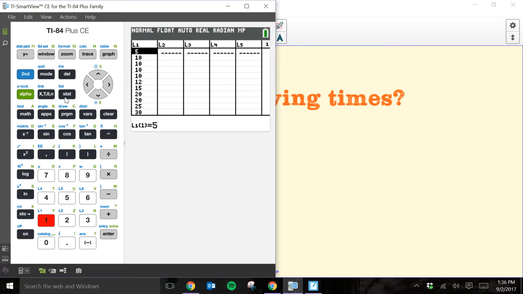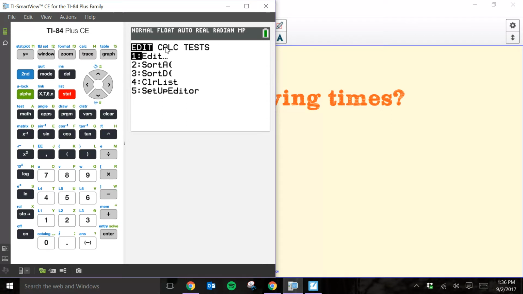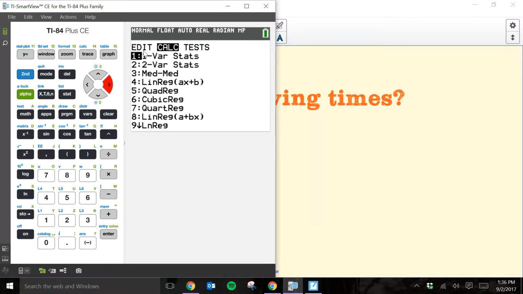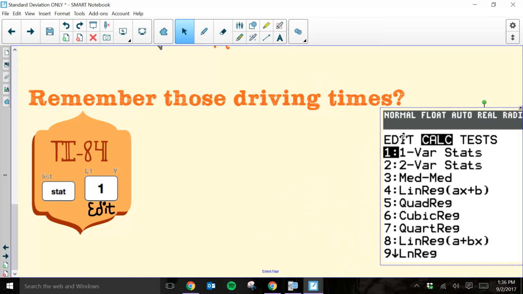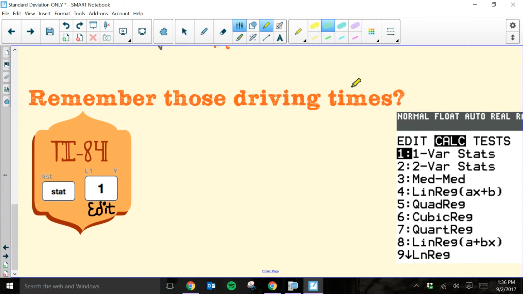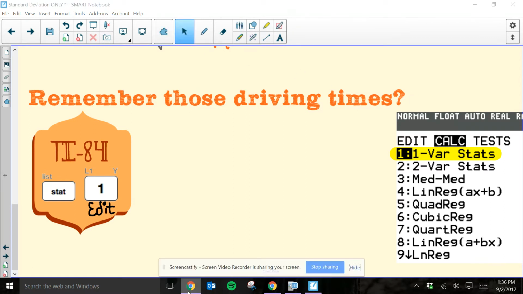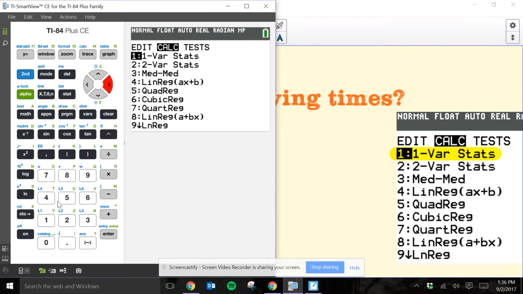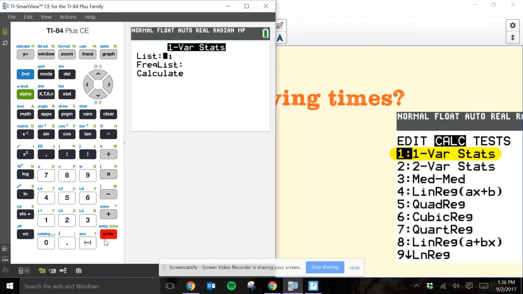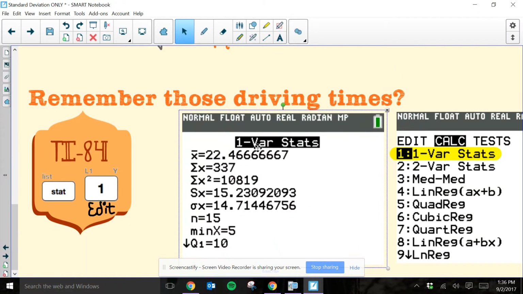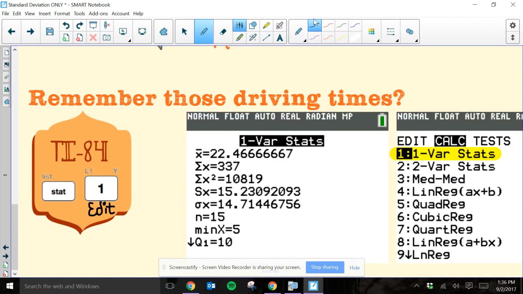Whenever you're here, go to the stat button and we're going to go over to calculate because that's kind of what we want to do. And I'm going to pull this screen over so I can make sure I can save it for you. And this is the one you're always going to need. One variable statistics. Every single time is what we're going to be trying to do. And then option number 1, and then enter all the way through until you come up with this lovely screen. This screen gives you so much statistical knowledge, it should be illegal, but it's not.